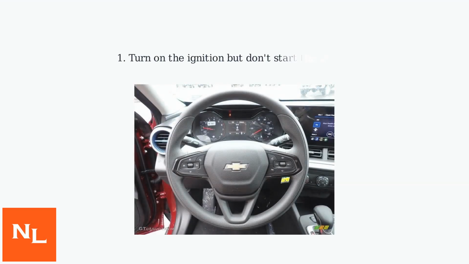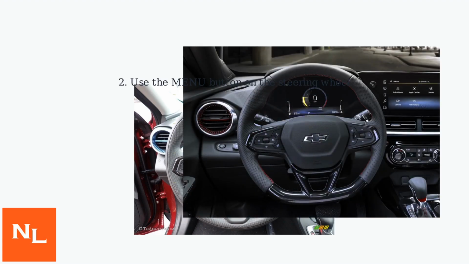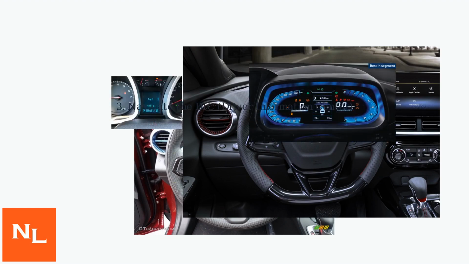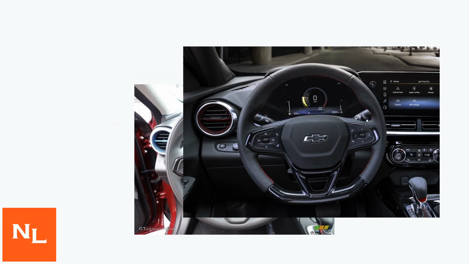To access Trip A and B data on your Chevrolet Trax, first turn on the ignition, but do not start the engine. Next, use the menu button on the steering wheel to begin navigation. This allows you to navigate the Driver Information Center, or DIC. Scroll through the options until you find trip or fuel information.